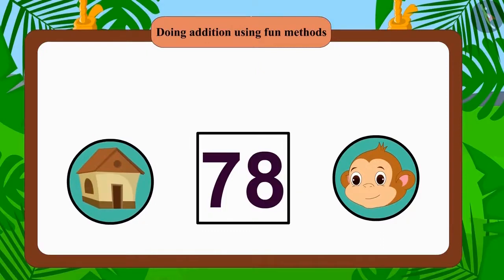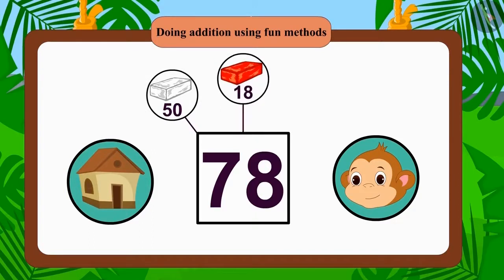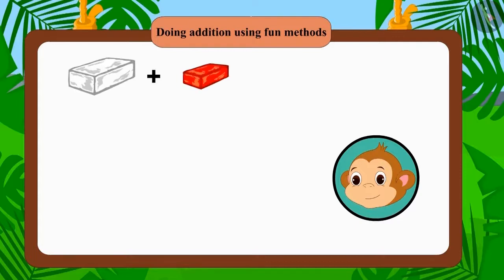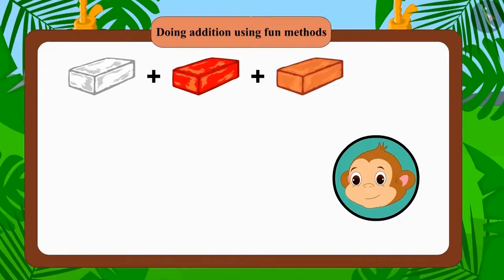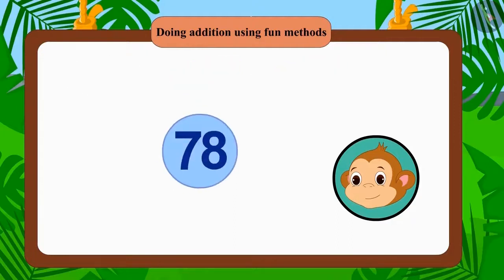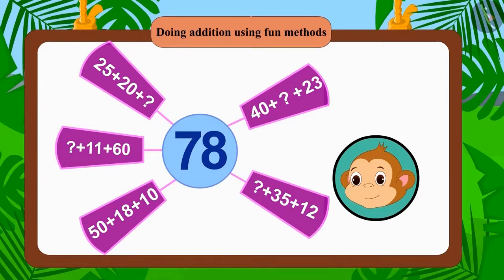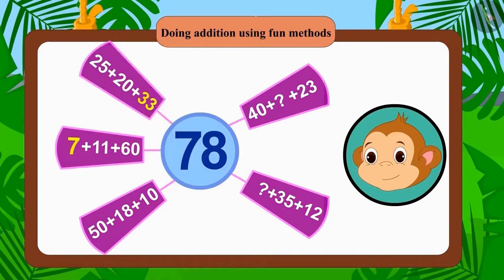Babban built a very simple house using only 78 bricks. He used 50 white colored bricks, 18 red colored bricks and 10 brown bricks. Can Babban make a house with different combinations of white, red and brown bricks and still use a total of 78 bricks? Let's complete this table and find the answer to this question. Well done, children. This table is filled in the right way.